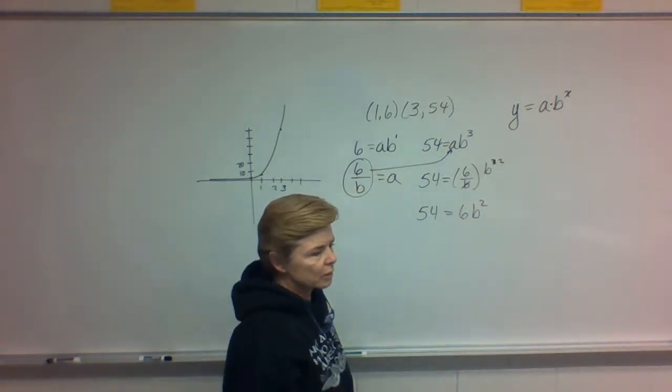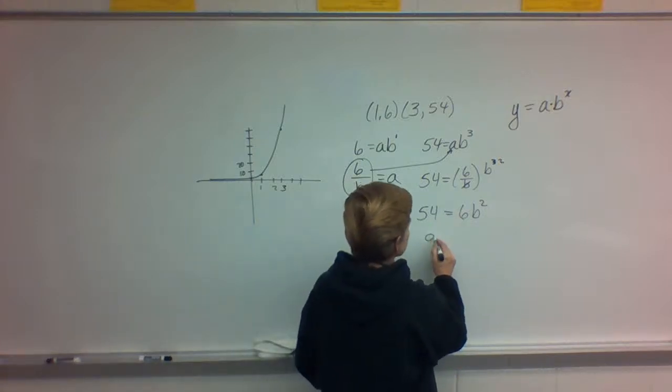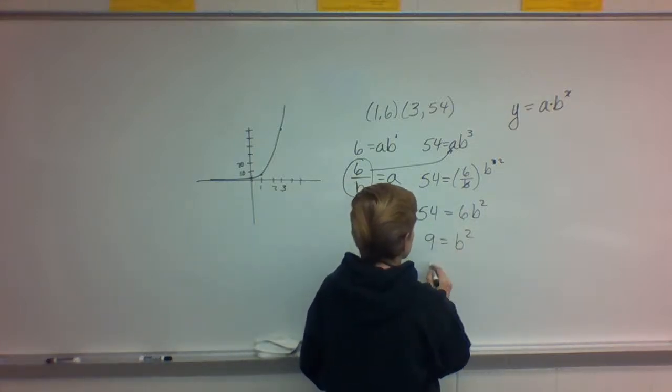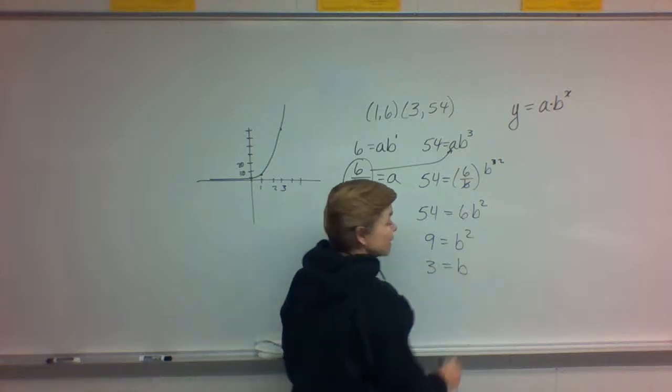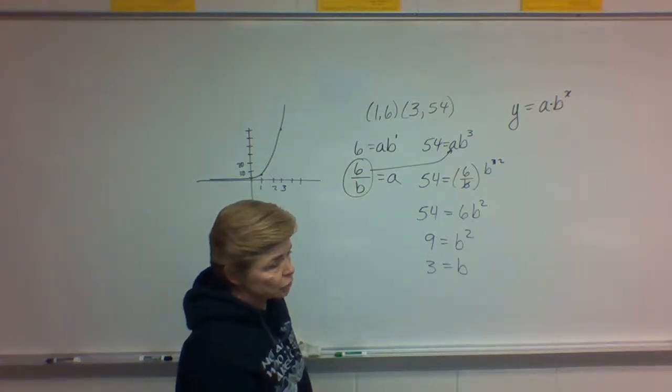So I've got 6B squared on the right. We good? 6 goes into 54 9 times. And so B is 3. That was a little quicker. But you can do it either way.